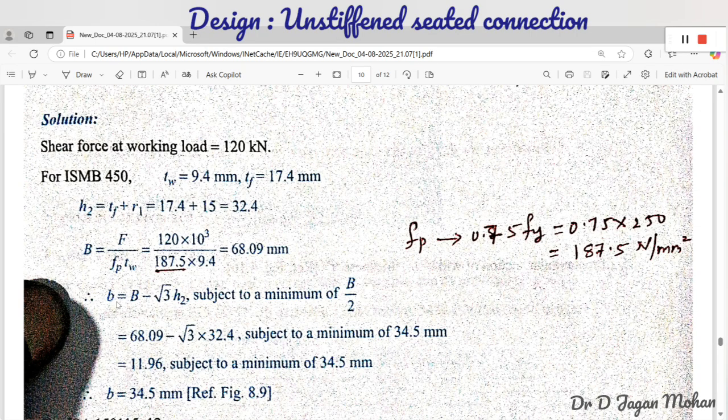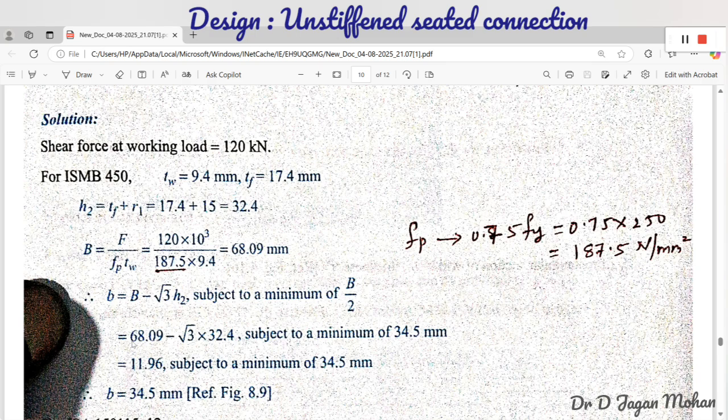Another for small b, the formula is b minus root 3 h2. H2 is this one, 32.4. So b minus 32 root 3 into 32.4. If you consider, this value should be at least equal to b by 2. B by 2 is 68.09 by 2. So if we calculate this one, subject to a minimum of 34.5.